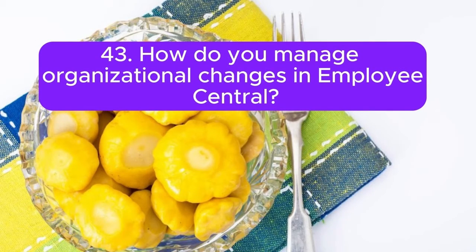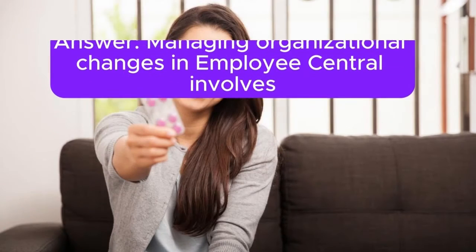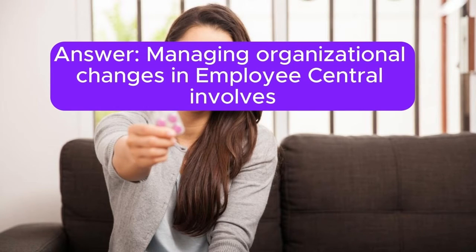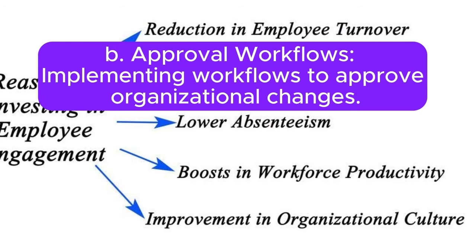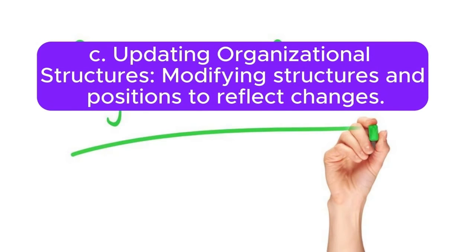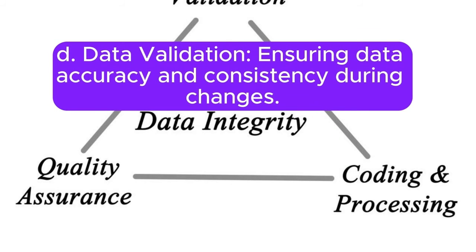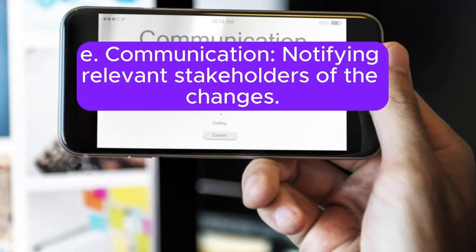43. How do you manage organizational changes in Employee Central? Answer. Managing organizational changes in Employee Central involves A. Using effective dates. Recording changes with accurate effective dates to maintain historical data. B. Approval workflows. Implementing workflows to approve organizational changes. C. Updating organizational structures. Modifying structures and positions to reflect changes. D. Data validation, ensuring data accuracy and consistency during changes. E. Communication, notifying relevant stakeholders of the changes.